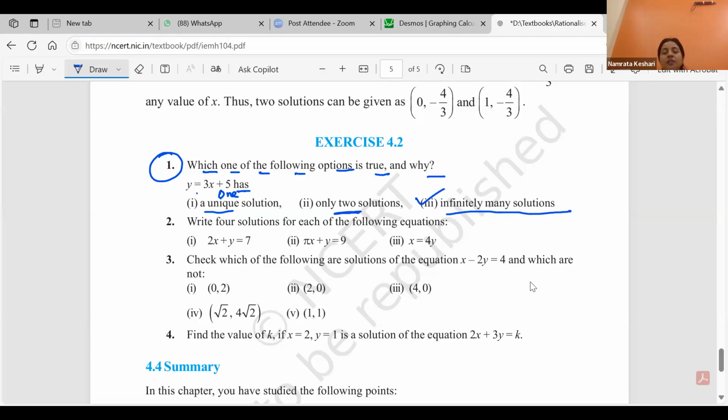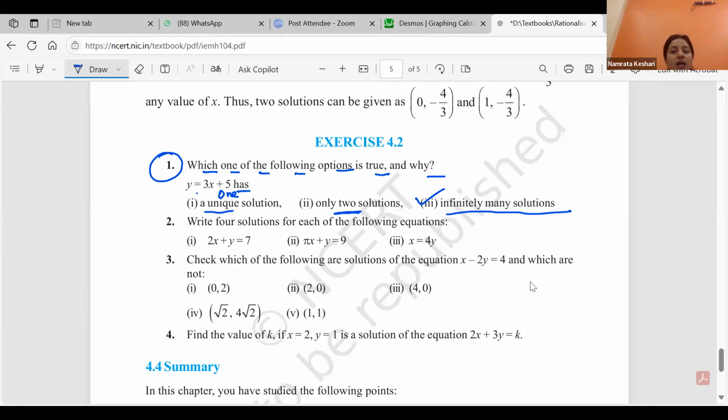You take any linear equation in two variables, and you will see it has infinite solutions. We won't be able to find just one and only one solution because there are infinitely many solutions.